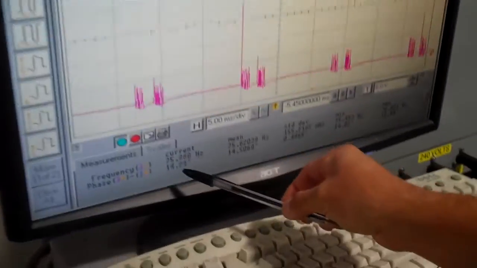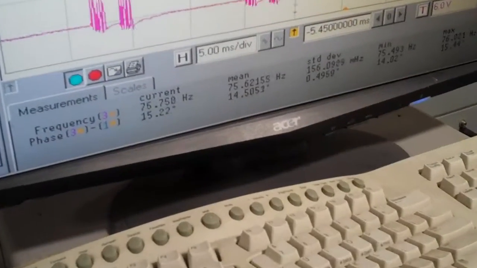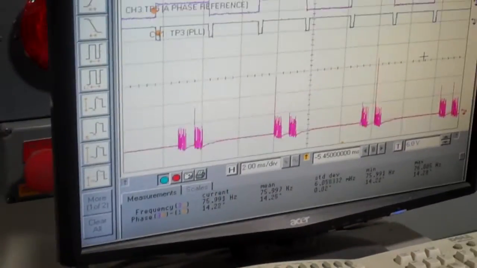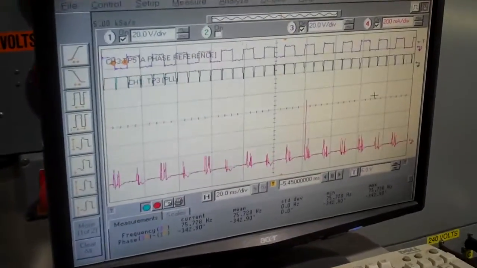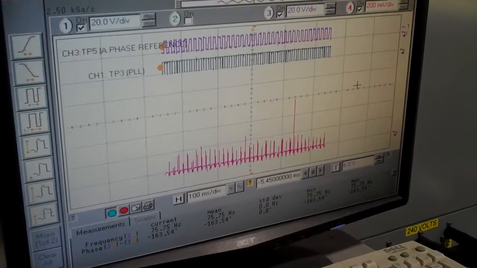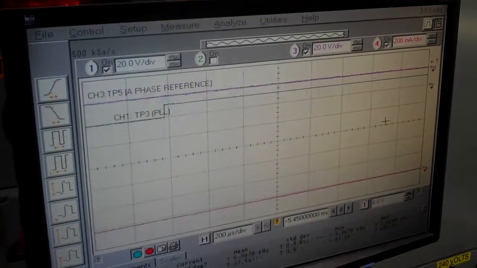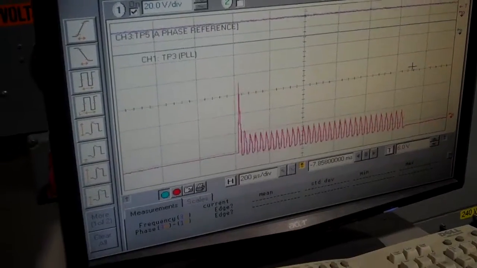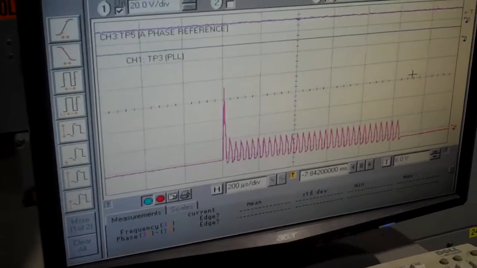We have minimum delay angle, so we are at 75 hertz and we are at 14 degrees. And what I'm going to do at this moment is I'm going to change the time base, going in the opposite direction, and I'm going to show just one pulse train.